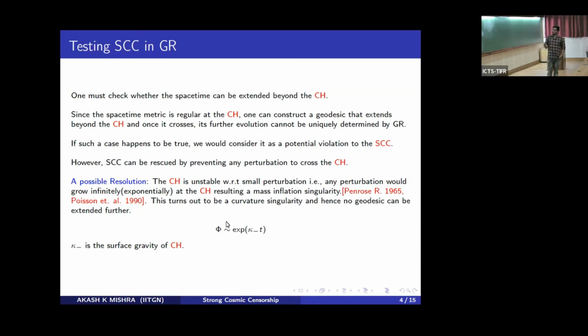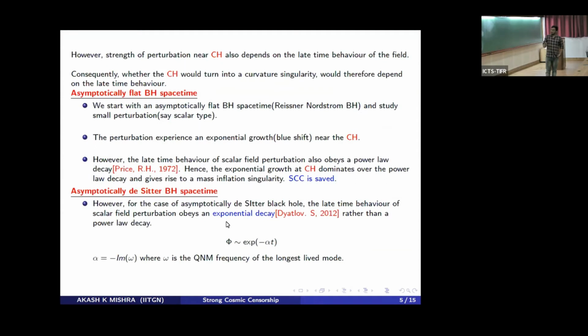And this grows exponentially, where kappa minus is the surface gravity of the Cauchy horizon. So there is a growth parameter here. The idea of Penrose was that if you throw a perturbation into a black hole, it will ultimately grow infinitely at the Cauchy horizon. It will make the Cauchy horizon a singularity, which we call the mass inflation singularity. And when you encounter a singularity, the spacetime will stop there. There is no further geodesic completeness you can construct. So there is no question of going beyond the Cauchy horizon. Now, the question is, can you bypass this idea of Penrose?